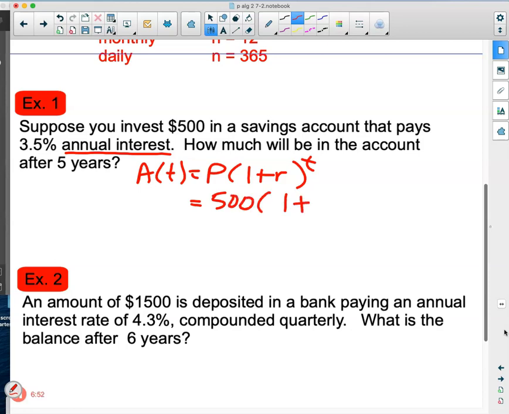1 plus, let's turn that interest rate into a decimal. What would that be? 0.035. And did they tell us how many years? They said 5. And we worked with this formula before. You know, it's a little easier to punch in if you just do the dollar plus 0.035 yourself.